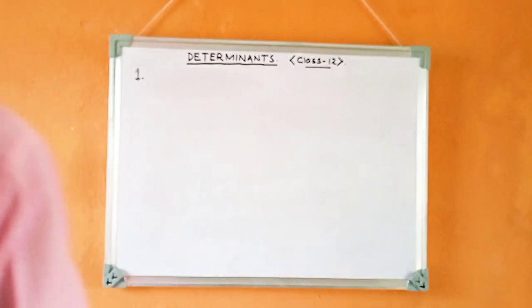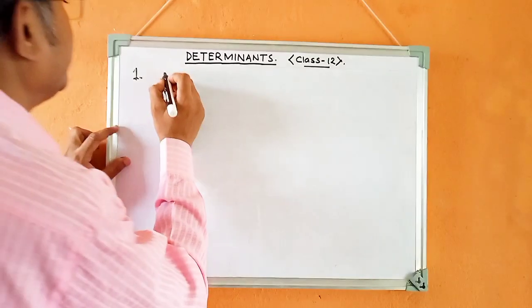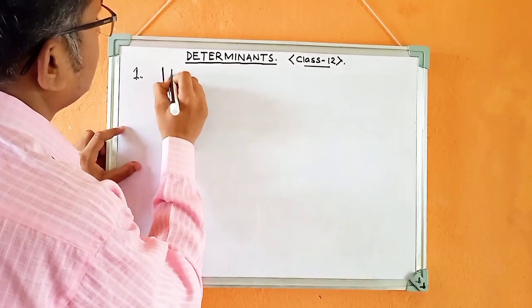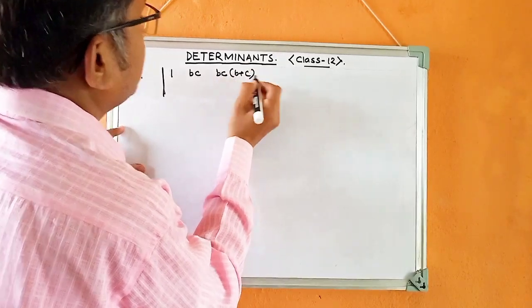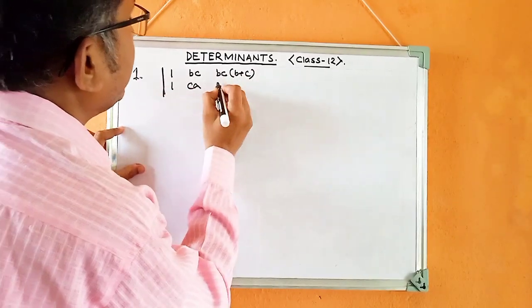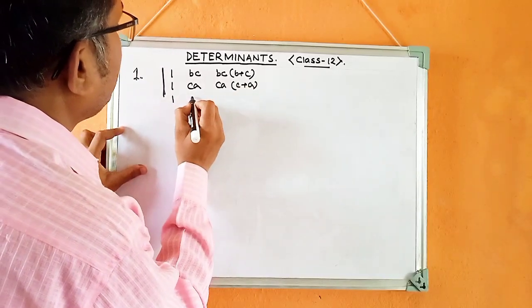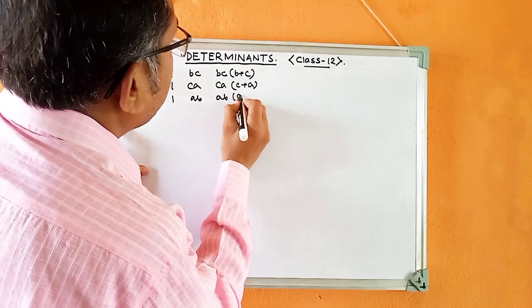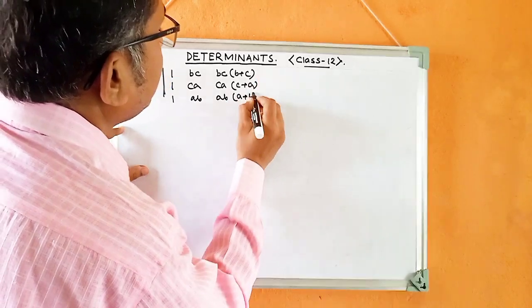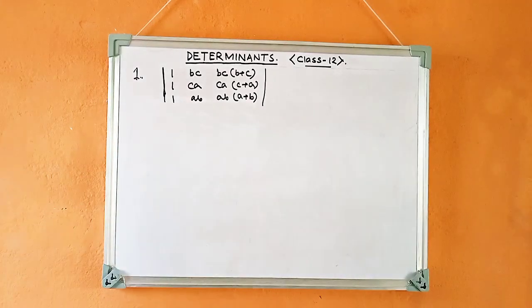Example number 1. Using property, solve the determinant with rows 1, BC, B plus C; 1, CA, C plus A; 1, AB, A plus B. Find the determinant by using property. Now see how to solve this.